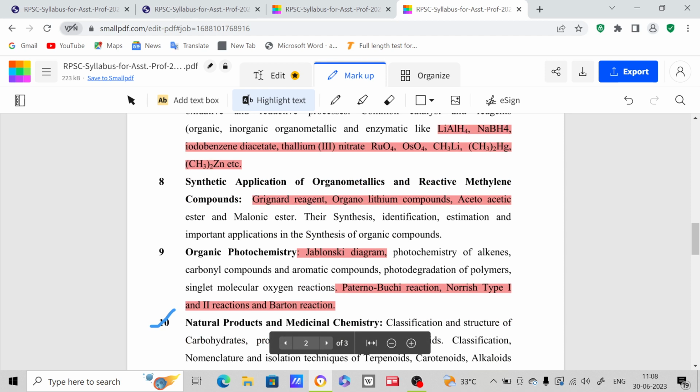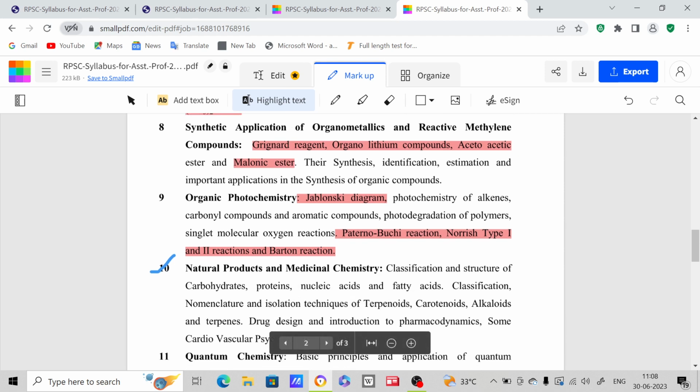So next one, organometallics and reactive methylene compounds. In this, Grignard reagent very important for CSIR NET. Dialkyl lithium cuprate very important. Organolithium compounds, 1,4 addition, 1,2 addition. Acetoacetic ester, malonic ester, right? Malonic ester. So these topics are especially important in this particular chapter.